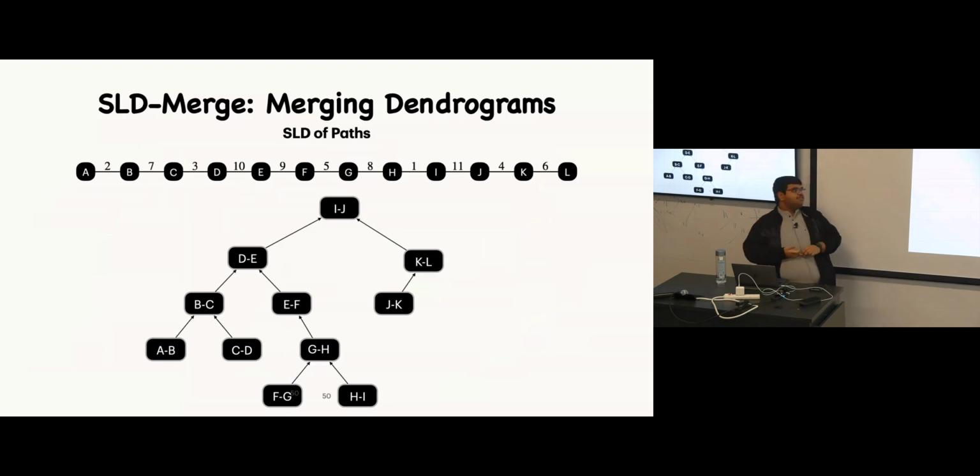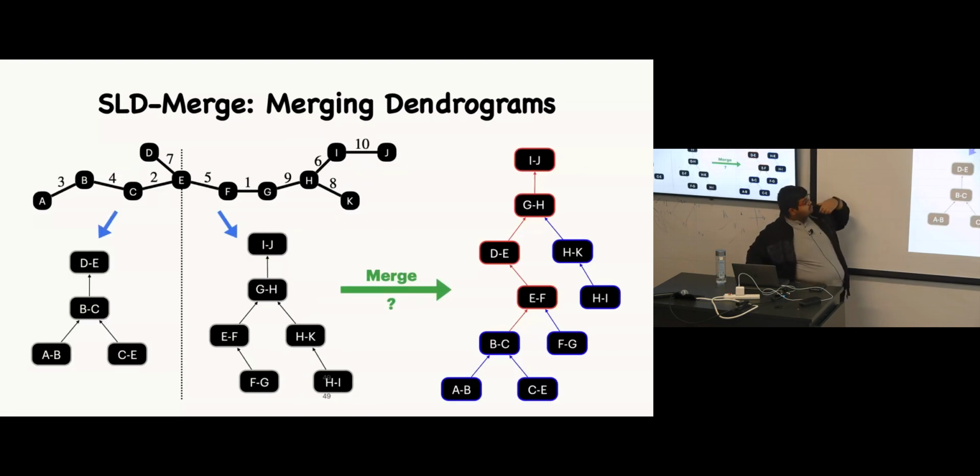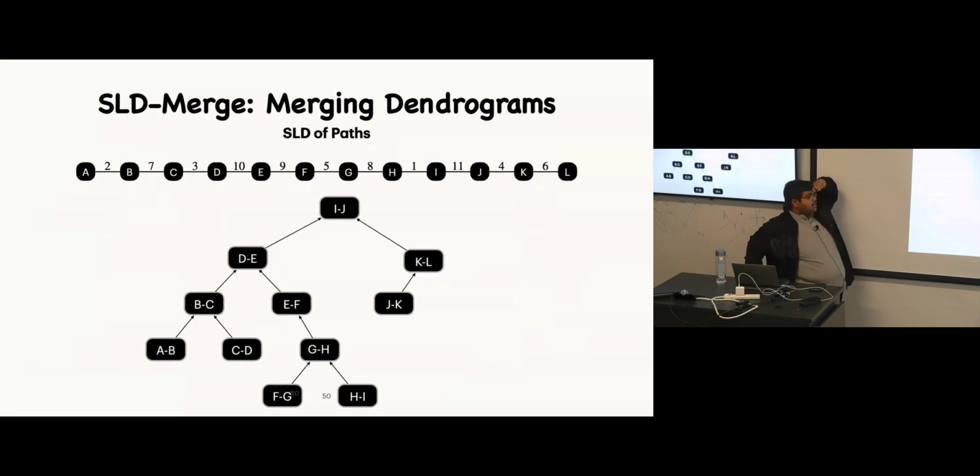So let's say our input is actually a path graph, right? So we're given this path graph, and this is the output dendrogram for it. For paths, let's try to see how the dendrogram looks. The root of your dendrogram is always going to be the edge corresponding to the highest weight, right? So in this case, it's edge ij with weight 11.